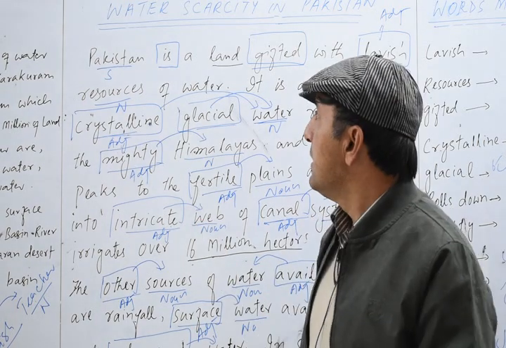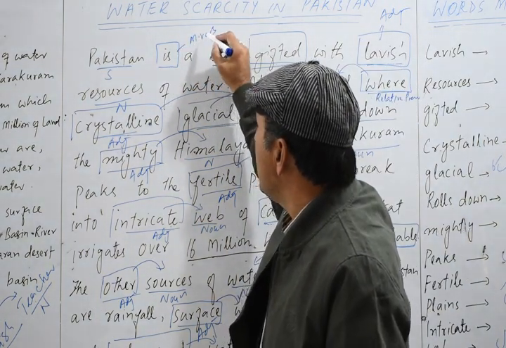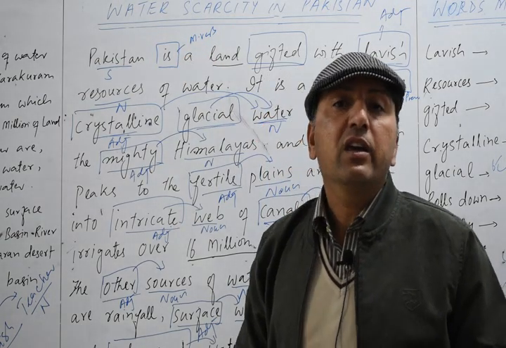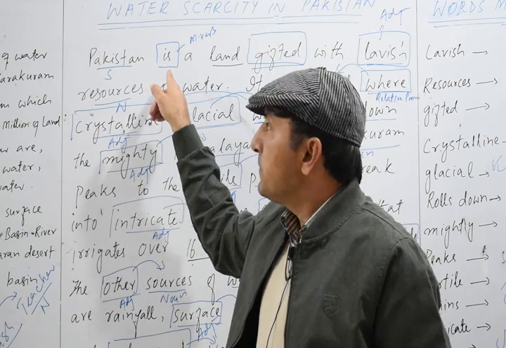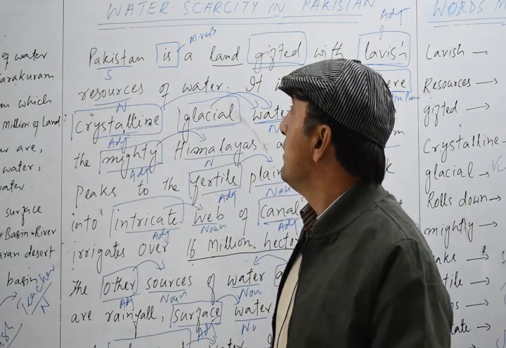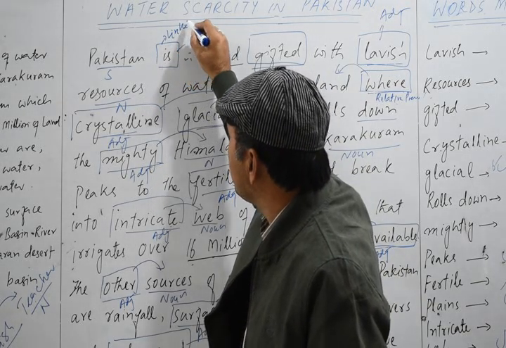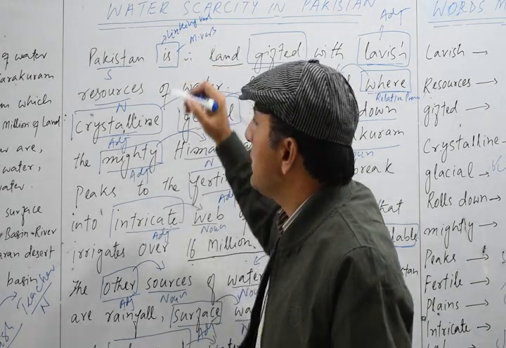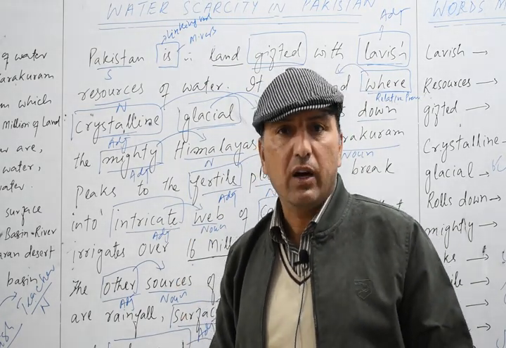But here this is working as a main verb, and we call it a linking verb. When an auxiliary verb is used as a main verb in a sentence, we call it a linking verb. Sometimes we call it a copula. It is also known as a copula.